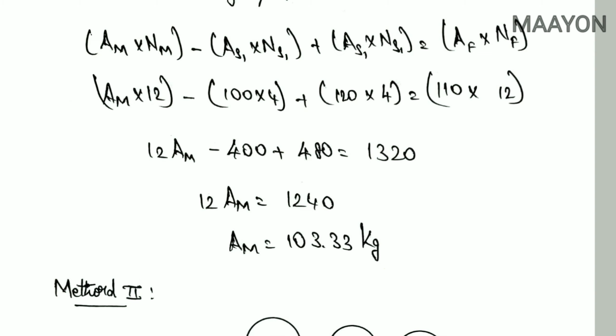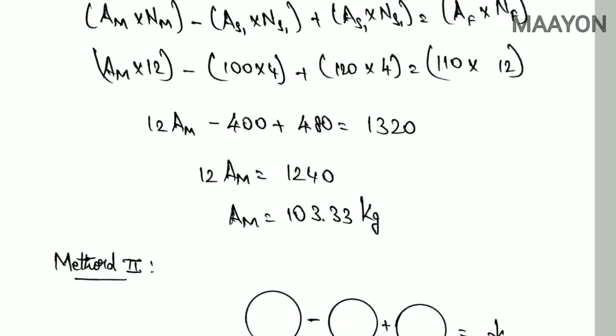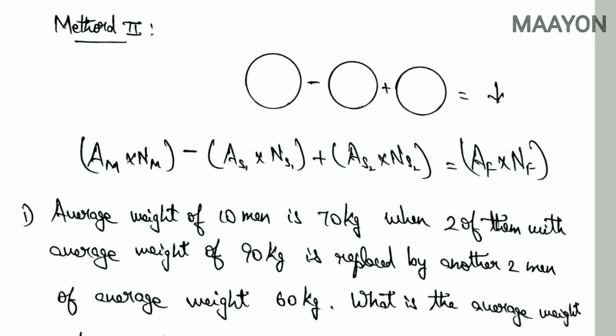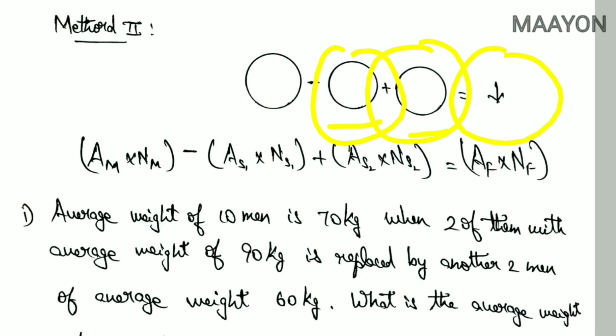Let's see method 2. Here also there is a main group from which a subgroup is subtracted and then another subgroup is added. That is, a subgroup is replaced by another subgroup and the outcome will be reduced. That is, when compared to the main group, the outcome's average will be lower.